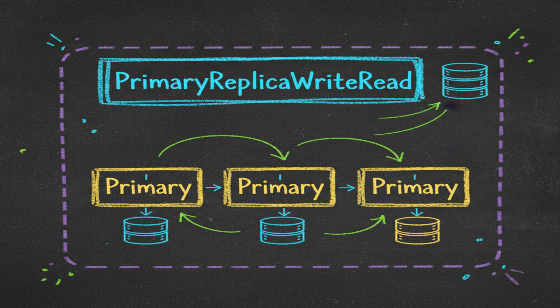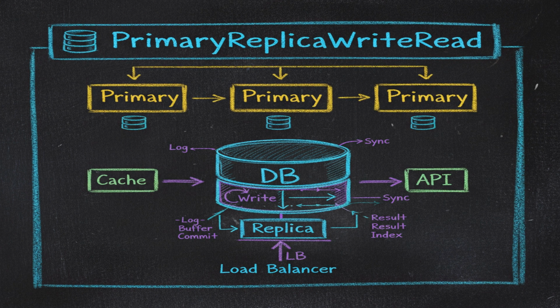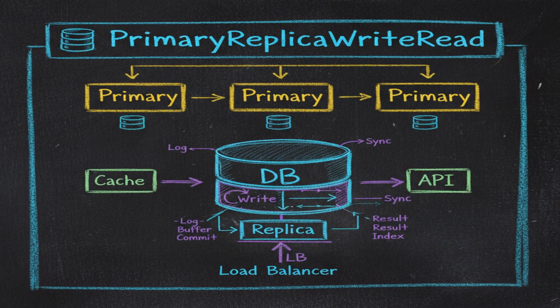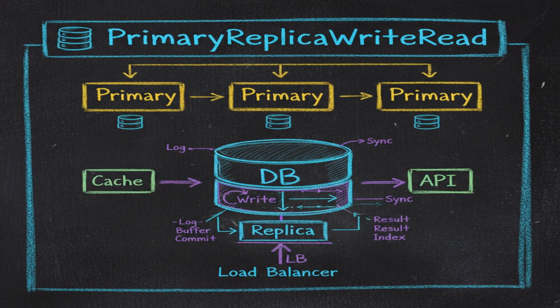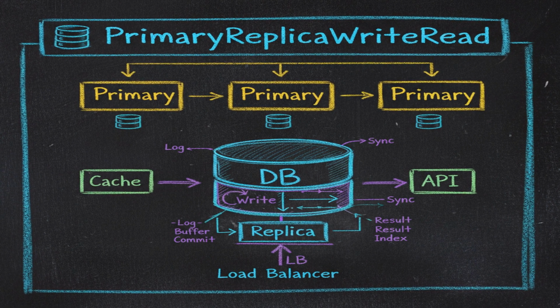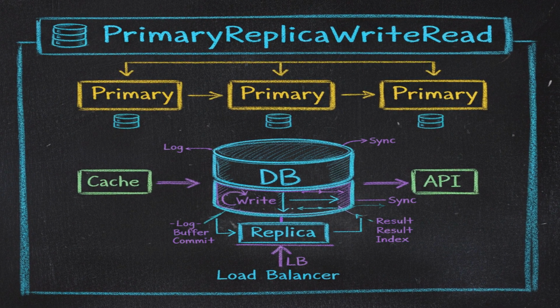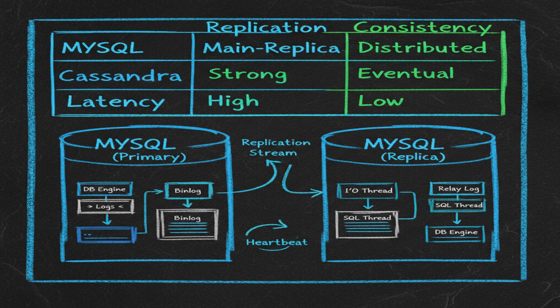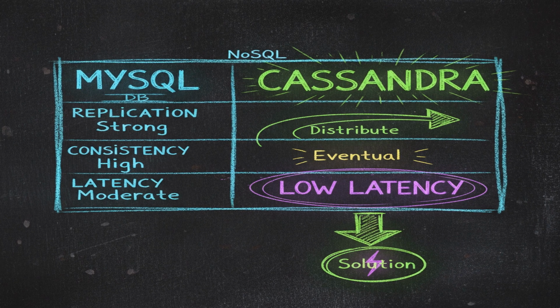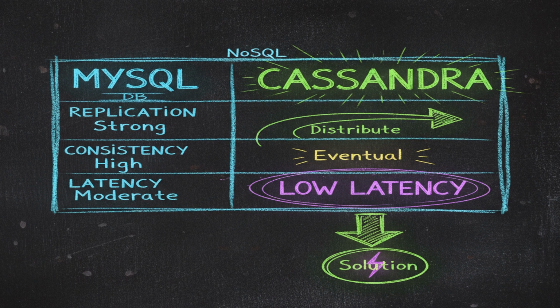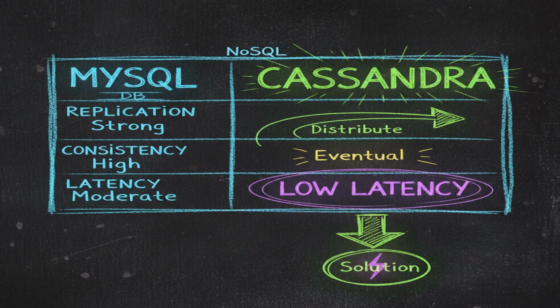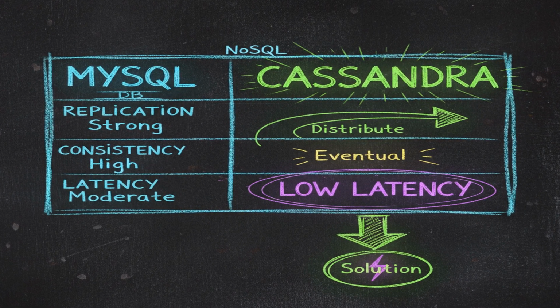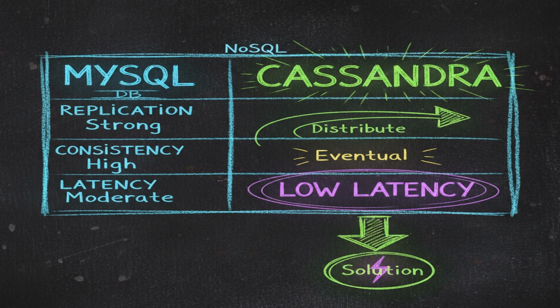Replication strategies determine how data is copied across multiple nodes. In primary-replica, or master-slave, replication, writes go to the primary and reads can be served from replicas. In multi-primary, or multi-master, replication, writes can go to any primary, requiring conflict resolution. MySQL uses primary-replica replication. Cassandra uses multi-primary replication. Synchronous replication guarantees strong consistency, but increases latency because all replicas must acknowledge a write before it's considered successful.